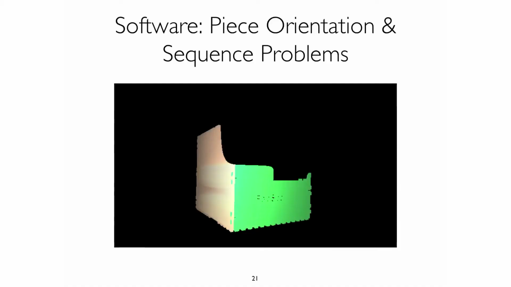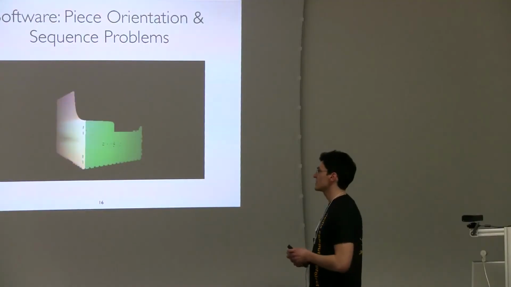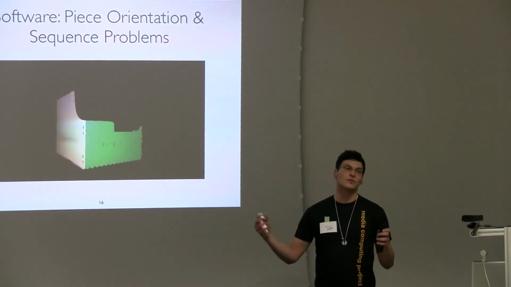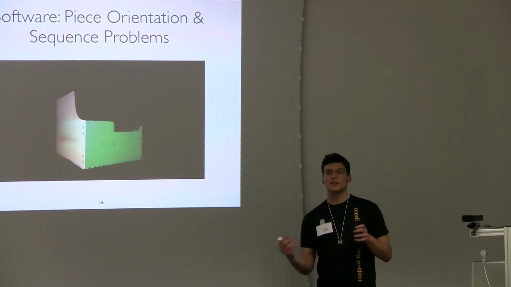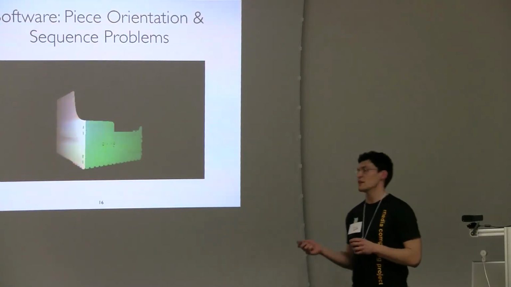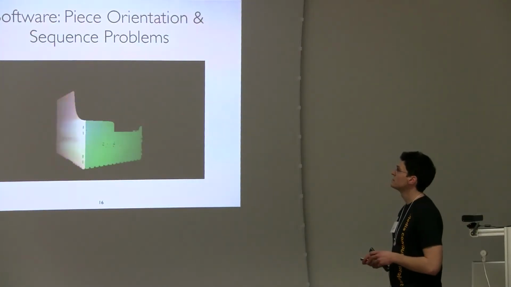And the piece orientation and the sequence problems, how can we eliminate them? Well, we have made a 3D model of all the pieces, and we are showing with animation from what direction the users have to insert the pieces and connect them with each other.